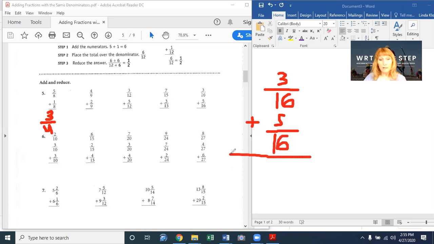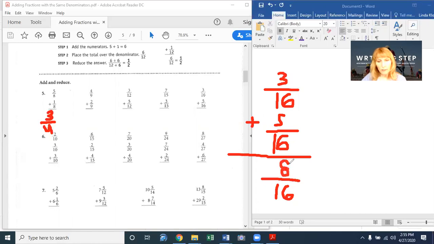And we're going to add them together. So again, we check the bottom numbers. They're both 16, so we can just say that the bottom answer is going to have a 16. And the top, we're going to add the top numbers. We're going to add a 3 and a 5, 8/16.